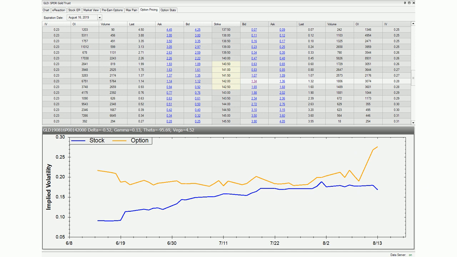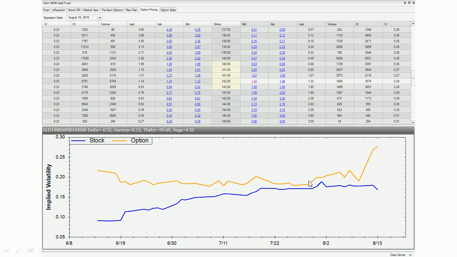Now this is updated at the end of the day, so it's ideal for swing traders. Find the strikes that you want to trade, click on the bid or ask, and you will see all of the Greeks: delta, gamma, theta, vega. The orange line is the option implied volatility. So for GLD, you can see the options are fairly expensive and they're moving higher. Well, GLD has been moving higher, and that's why.